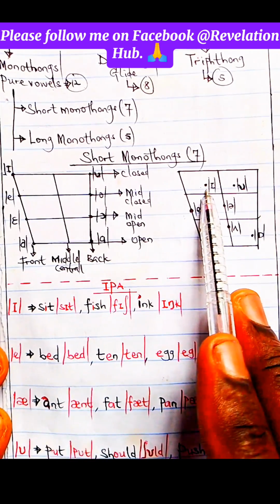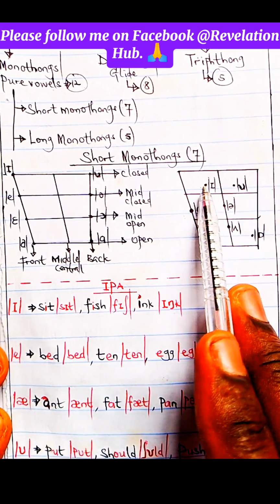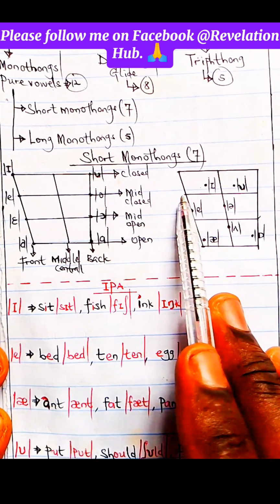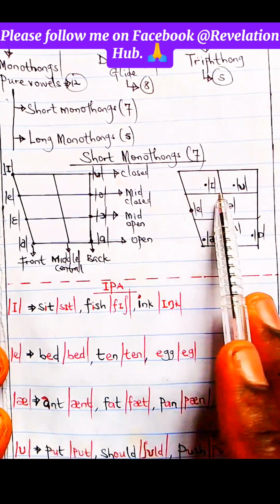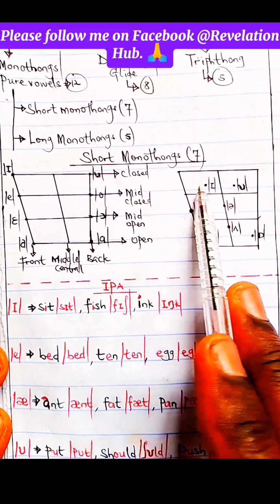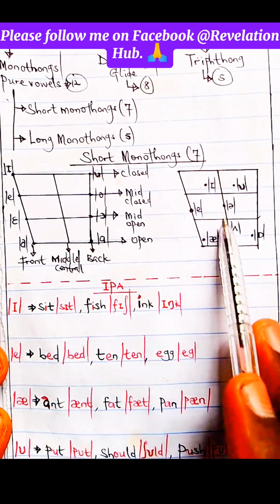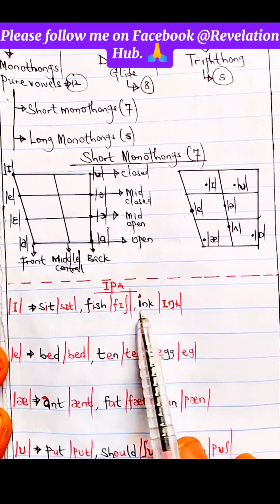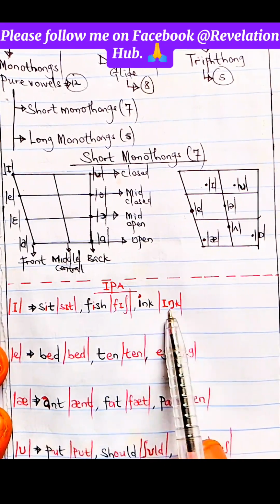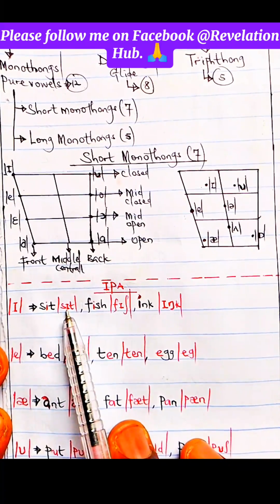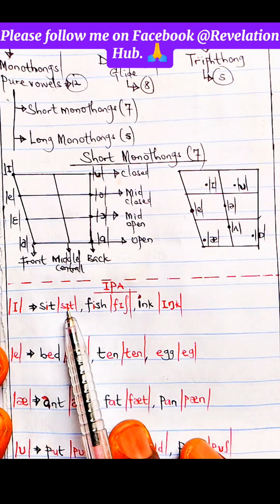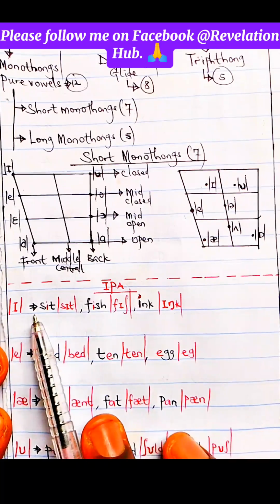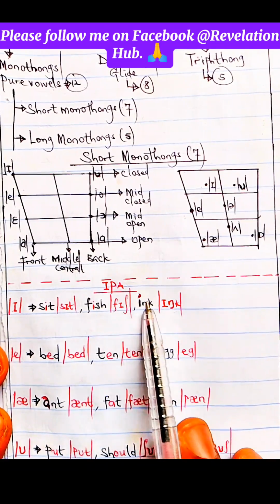But the real short I sound is found very close to the mid-close. It's not so close to the front. It's close enough to the central part of the tongue. When you pronounce the short I sound, your lips are slightly spread out. When you say sit, if you look in the mirror, you can see that your mouth is slightly spread out. So that's that for the short I sound: seat, fish, ink.